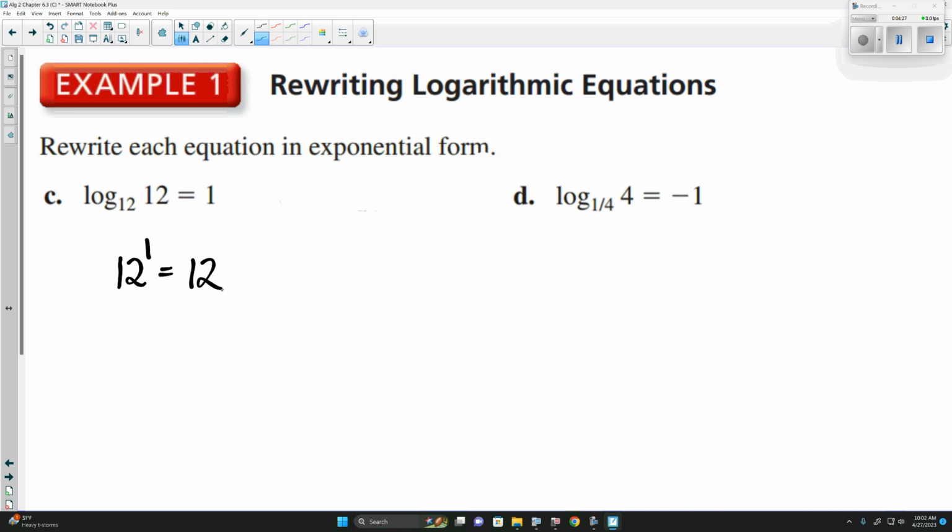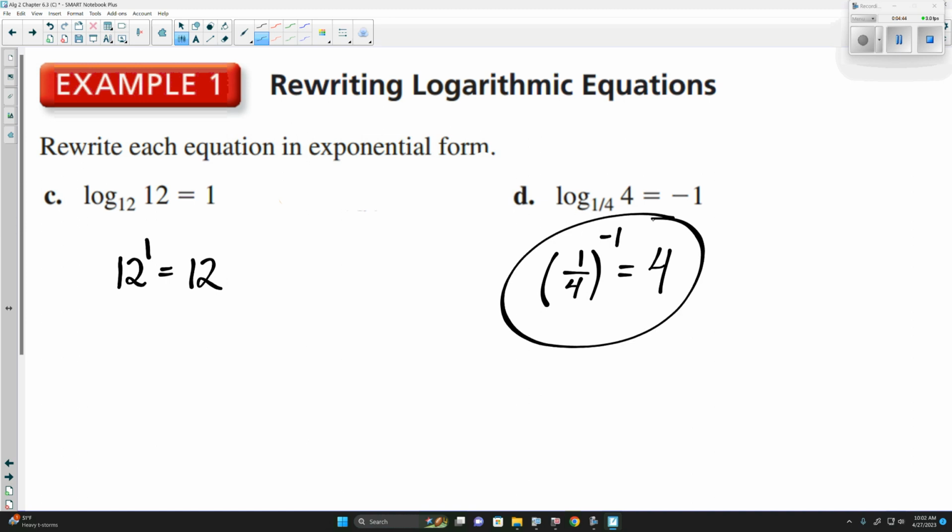Now let's look at the next one. Log base 1/4 of 4 equals -1. So what's our base in this case? 1/4. We can put parentheses around it. So we have 1/4 to the what power is equal to 4? And again, if we plug this into the calculator, we will indeed see that that would be true. Questions on either one of these here? We good with this so far?